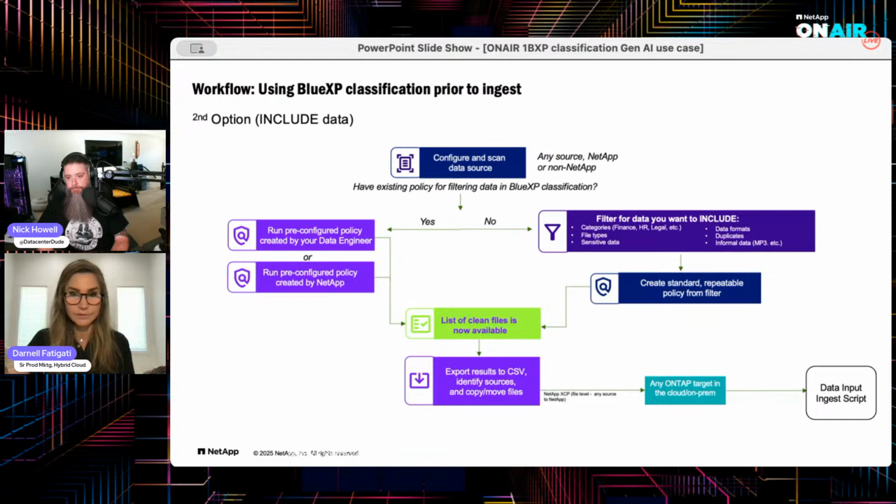So now you could download that, export the results to CSV. It'll tell you the source, and then you have what you need to move those files into, say, another share or a volume, and you'll use that volume now to ingest. So depending on what your requirements are, there are a few different ways. People may have found other ways to do it, but these are the two that we've seen customers use and that we could recommend.